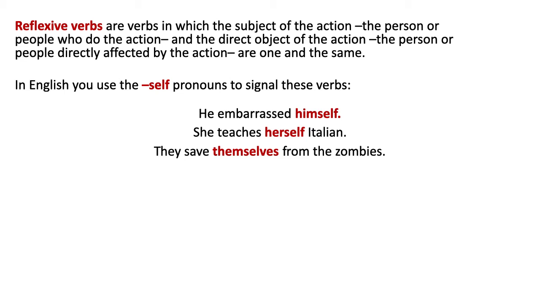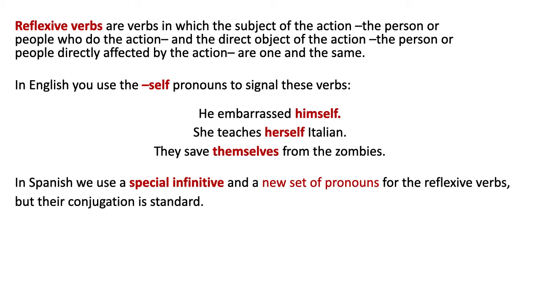These are reflexive actions, right? So in English, you use these pronouns, himself, herself, themselves, ourselves, to signal those reflexive actions. In Spanish, we use different tools. We use a special infinitive and also a new set of pronouns in order to construct what is known as reflexive verbs. But the conjugation itself is just like the ones we have learned, so it's actually not that complicated. So let's look in a little bit more detail at these rules.